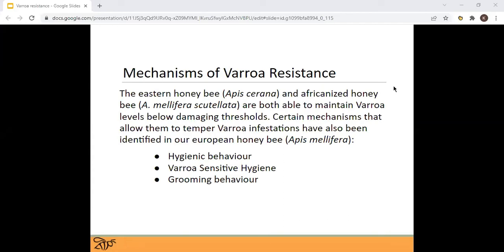So this is something that was first noticed in bee colonies that did not succumb to American foul brood infections. So hygienic behavior is resistance to brood diseases more than Varroa necessarily. And then the other two listed here are specific to Varroa. So there's Varroa Sensitive Hygiene and grooming behavior. So these are traits that have been identified in other bee species. And we've found them in Apis mellifera, so our honeybee, at lower degrees, but they still have been present.